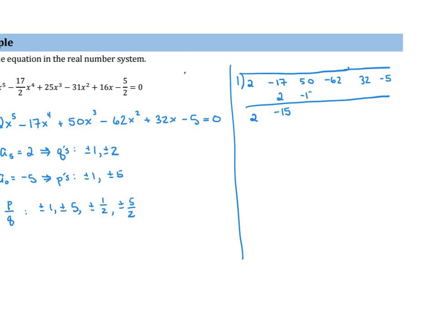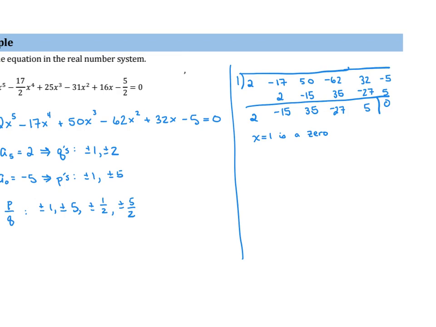Multiply. Add. Multiply. Add. Multiply. Add. Multiply. We get 0 for a remainder. That means x equals 1 is a 0. But that's a 0 of the polynomial. That means it's a solution to the equation.